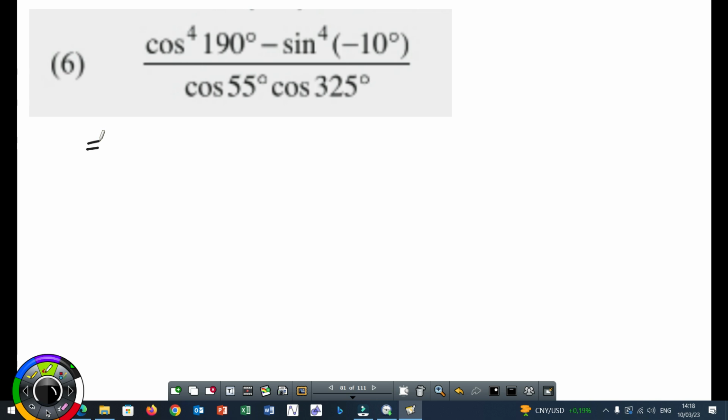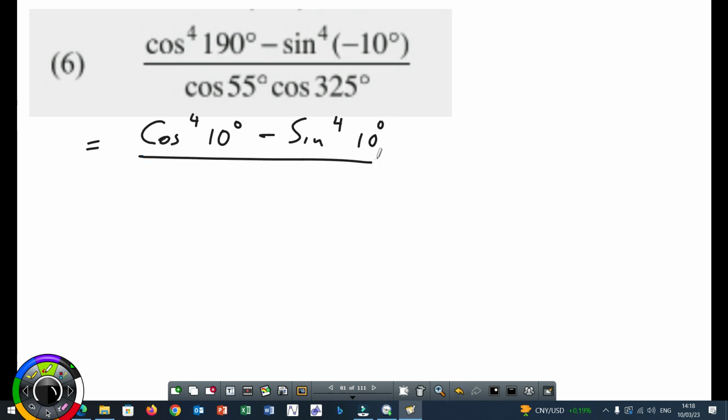So that this 190 is in the third quadrant, so that's cos to the power 4 of 10 degrees. Then that one will be minus sine to the power 4 of 10 degrees, like that. All over. The denominator, cos 55 remains as cos 55. Then cos 325, that will be cos 35 degrees.